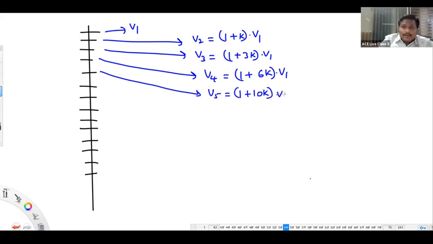See, k is added, 1 plus k. 2k is added, 1 plus 3k. 3k is added, 1 plus 6k. 4k is added, 1 plus 10k. Now 5k will be added, 1 plus 15k, V6.